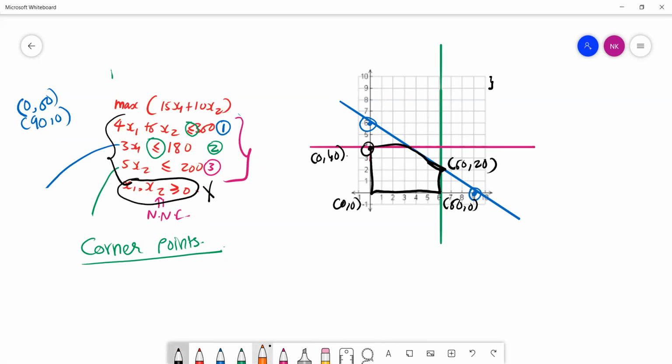Same thing over here. If you can just see over here, this particular point is the intersection point. Now, with the reference of this point, this is the intersection point of the pink line and the blue line. So the pink line is nothing but x2 is equal to 40, and the blue line is 4x1 plus 6x2 equal to 360. So just put x2 over here. It will be 6 into 40, so 240, and 360 minus 240 is 120. x1 equal to 120 divided by 4, so x1 is equal to 30.